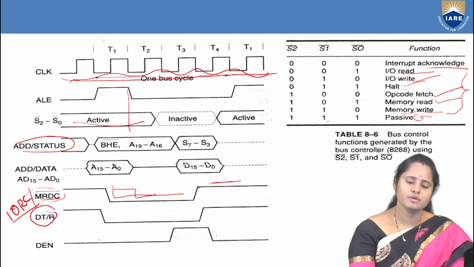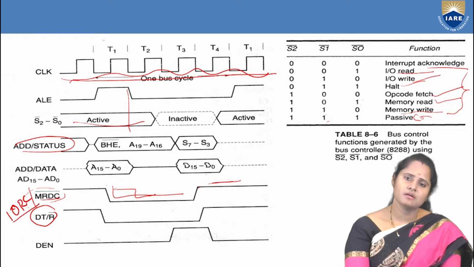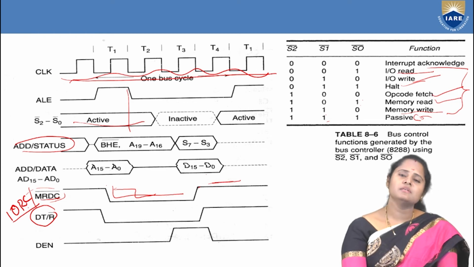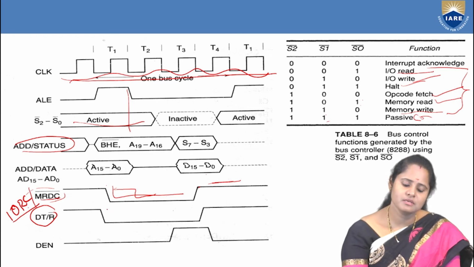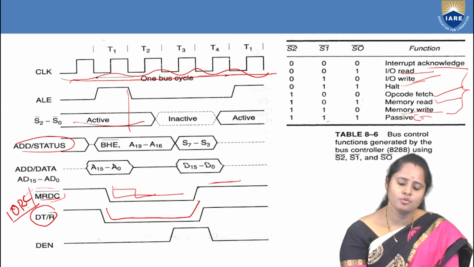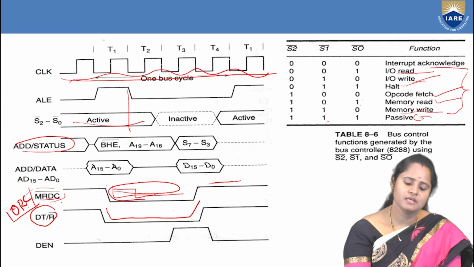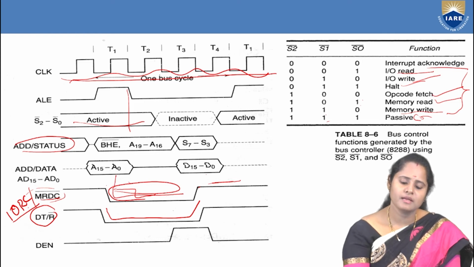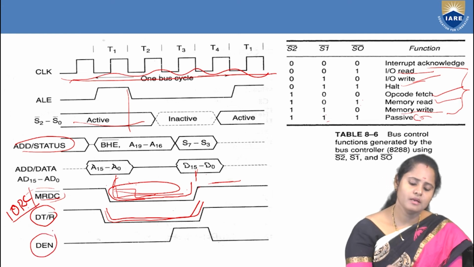And the next one is DT by R bar. What is DT by R bar? As we have seen, data transmit and receive. When the data is present, then this pin will be equal to low. So here the data is present, because I have read the data in this time period where I have got data. So if at this time period I have got data, then at this time period I need to go for the read operation. So next, data enable.